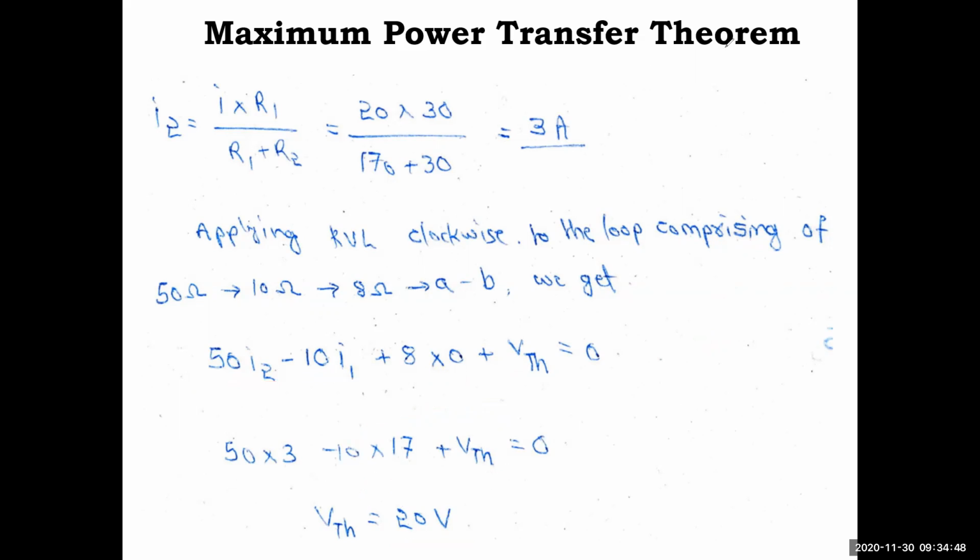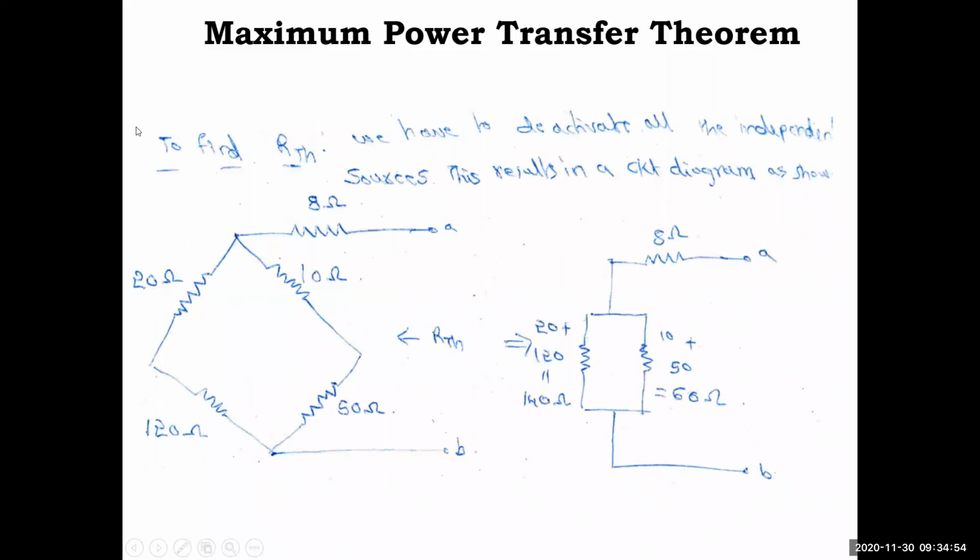Now to find RTH, what we have to do is deactivate the independent sources. This is the first case, right? Simple. So to find RTH, we have to deactivate all the independent sources. This results in a circuit diagram as shown. So the current source is open circuited here. Instead of showing that open circuit like this, it is removed. That branch is removed because no use, right? So it is just a wire. This is how the open circuit works.